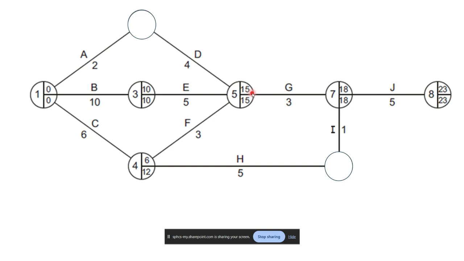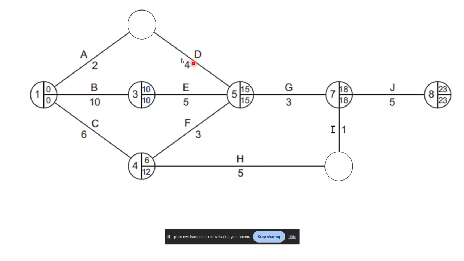Activity G needs all of these things to be done, so 15 goes in there. I've got this one covered up as well, so we can just practice. Activity C takes 6 weeks, so activities F and H, which need C to be completed, can start at 6 weeks. Activity I needs H to be completed as well. 6 plus 5 is 11. So we're going to have 11 in there when we reveal it in a minute.